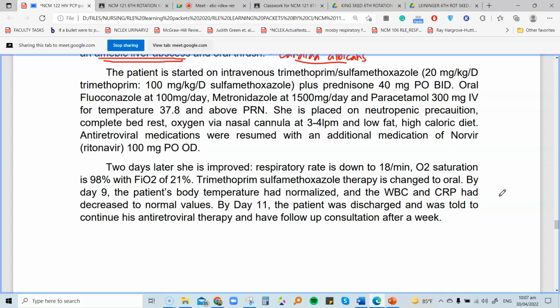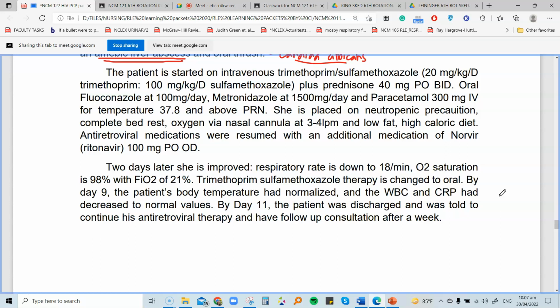Hence, okay, the patient is started on intravenous because he has failed to continue with his antiretroviral therapy. We need to catch up. The patient needs to catch up with his medication regimen for his HIV. Hence, this is an intravenous administration of those particular medications.